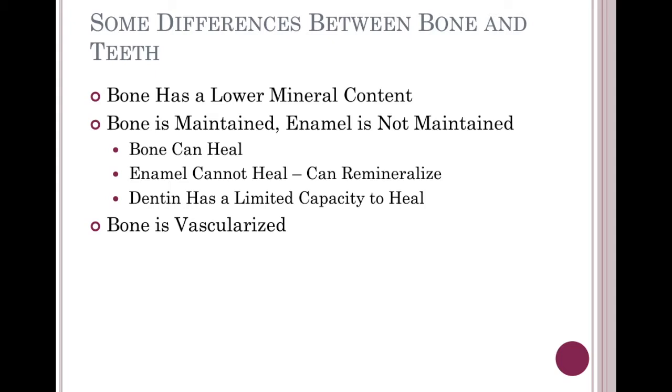So there's some differences between bone and teeth. Bone has, in general, a lower mineral content. Bone is maintained and enamel is not maintained. Bone is very biologically active. It can heal. Enamel cannot. Dentin has a limited capacity to heal, but in general, it is not. It's certainly not as biologically active as bone. And bone is highly vascularized.